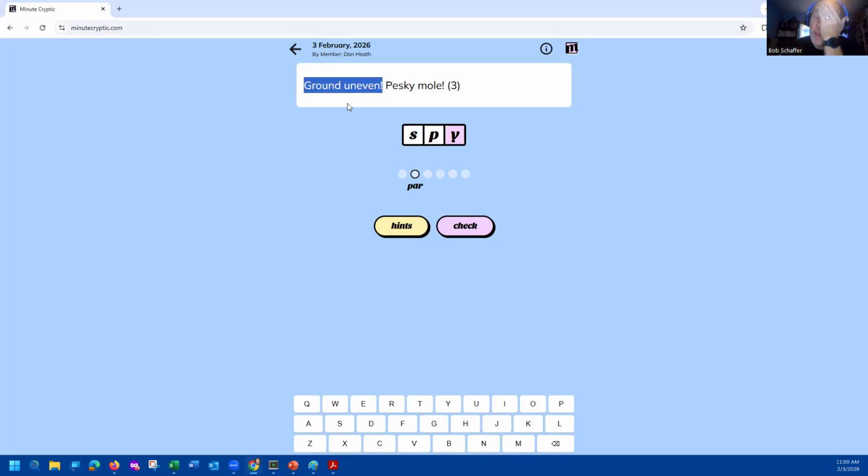Oh, that was a good way to fight through this. Because there were so few words, I could just literally bang through every possibility. I hadn't gotten that far. But the uneven parts of pesky are P, S, and Y. Those are the odd letters. P, S, and Y are the first, third, and fifth letters. And then ground those up to get spy. That's a mole.